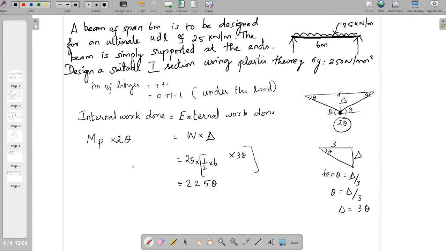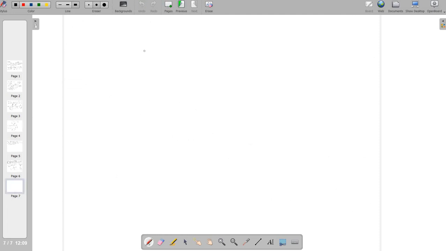External work done is 225 theta. Internal work done is equal to 2 MP theta. So MP is equal to 225 by 2 into theta by theta. So 225 by 2 is equal to 112.5 kilonewton meter. So the plastic moment of resistance of this section is equal to 112.5 kilonewton meter. For example, in a reinforced concrete section we calculate the area of reinforcement for the particular moment. Likewise, here the plastic moment of resistance is 112.5 kilonewton meter.